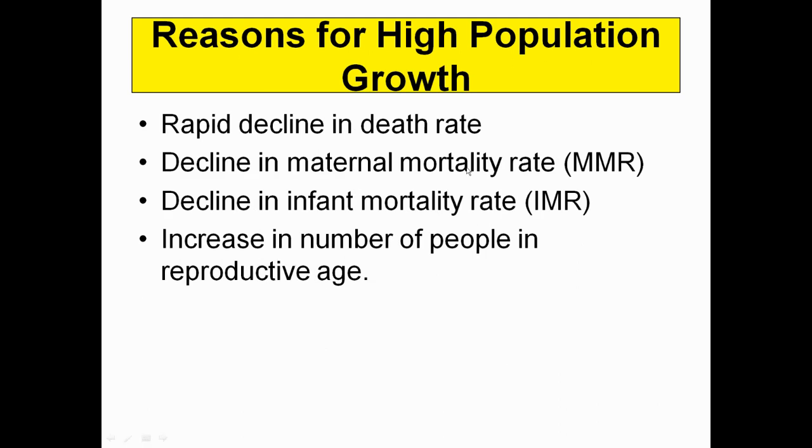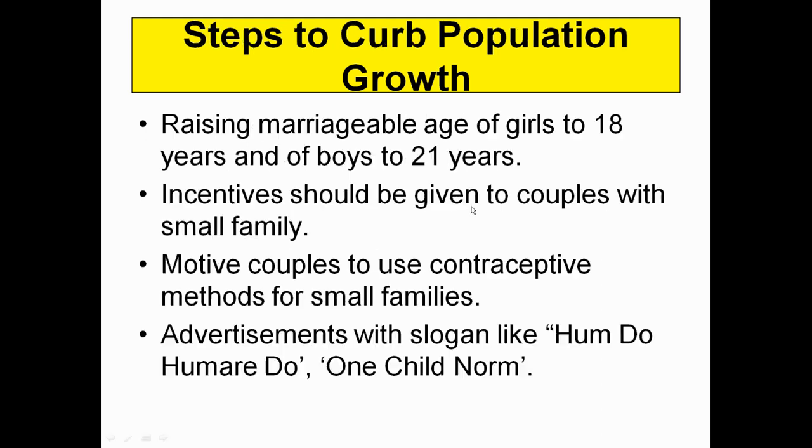The reasons for such a population explosion are the rapid decline in death rate and maternal mortality rate, decline in infant mortality rate, and then increase in the number of people in reproductive age. We have a vast strata which is entering reproductive age every year. So we have a young generation which is reproductively active, ultimately going to produce offspring, and we are in the stage of population explosion.